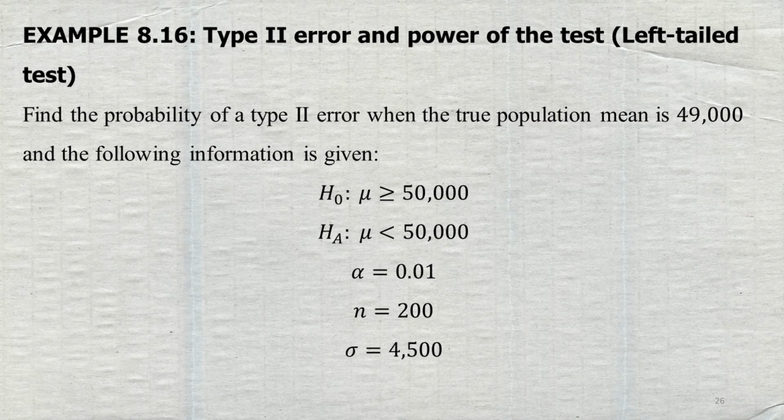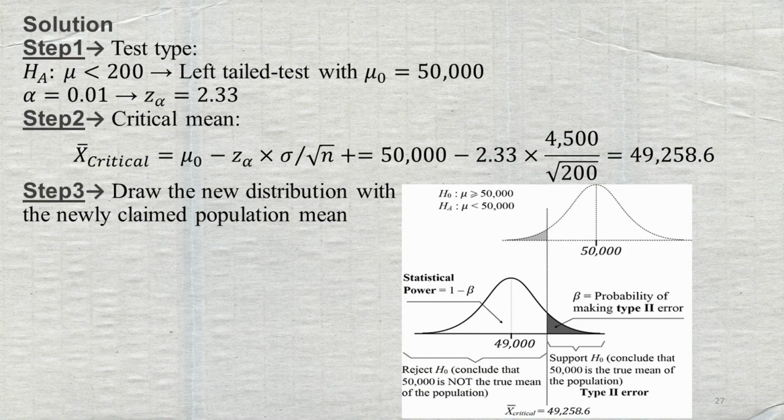Let's solve another problem of a type 2 error and power of the test, this time with a left-tailed test. Find the probability of a type 2 error when the true population mean is 49,000 and the following information is given in the slide. Pause the video and try it. Follow the steps given in the cheat sheet as follows.